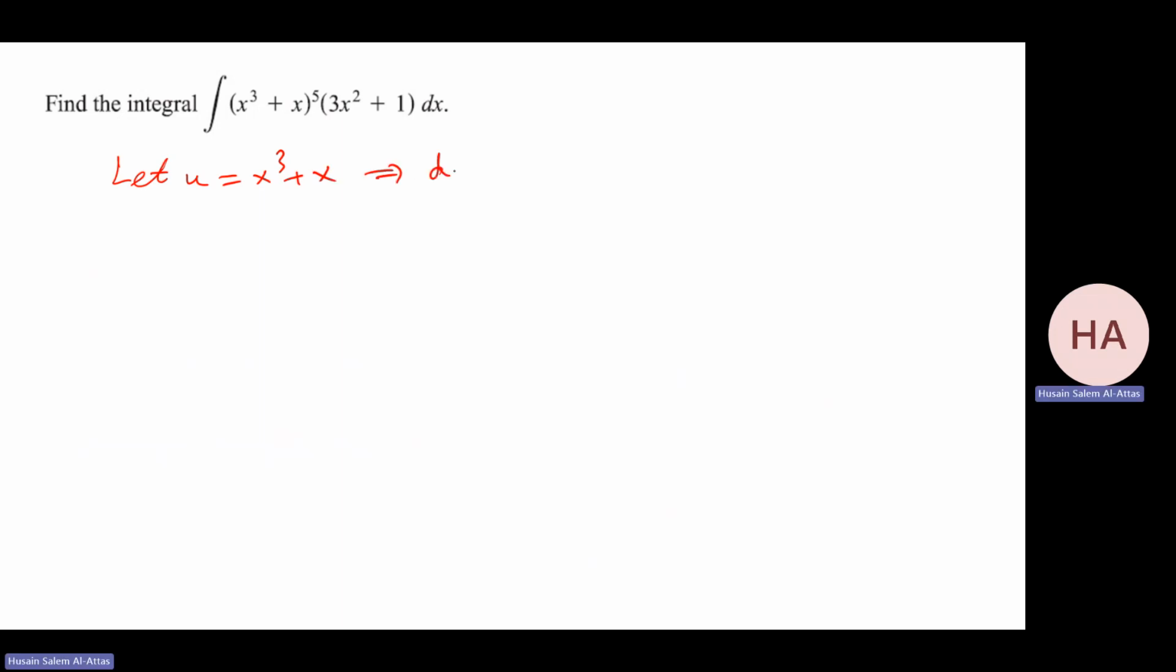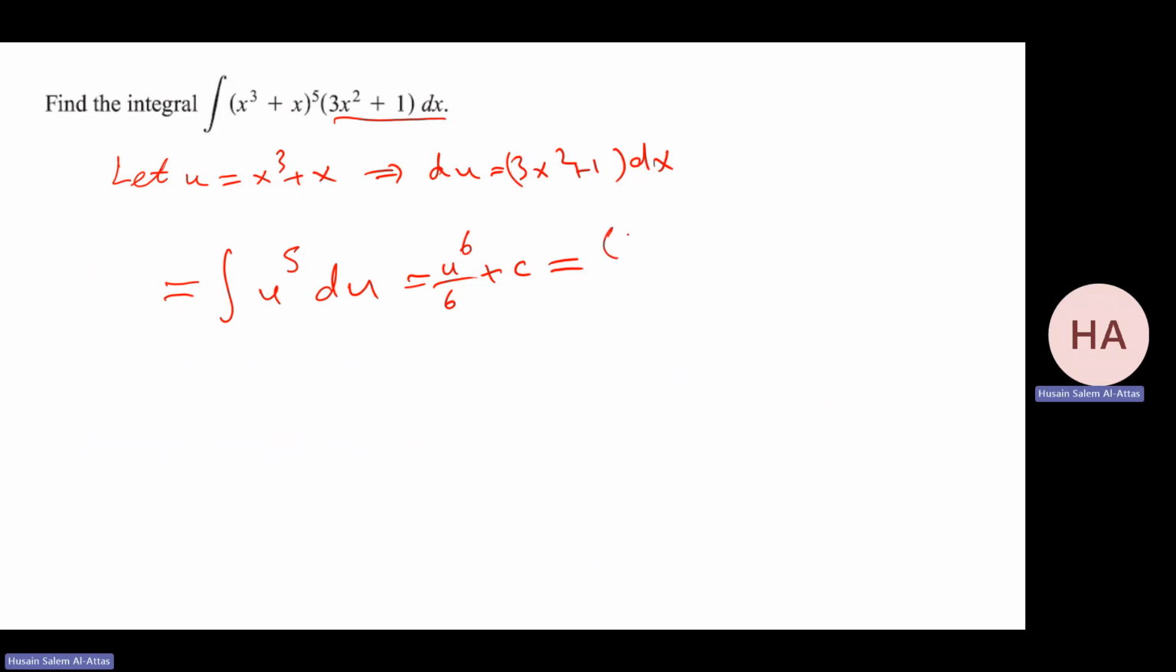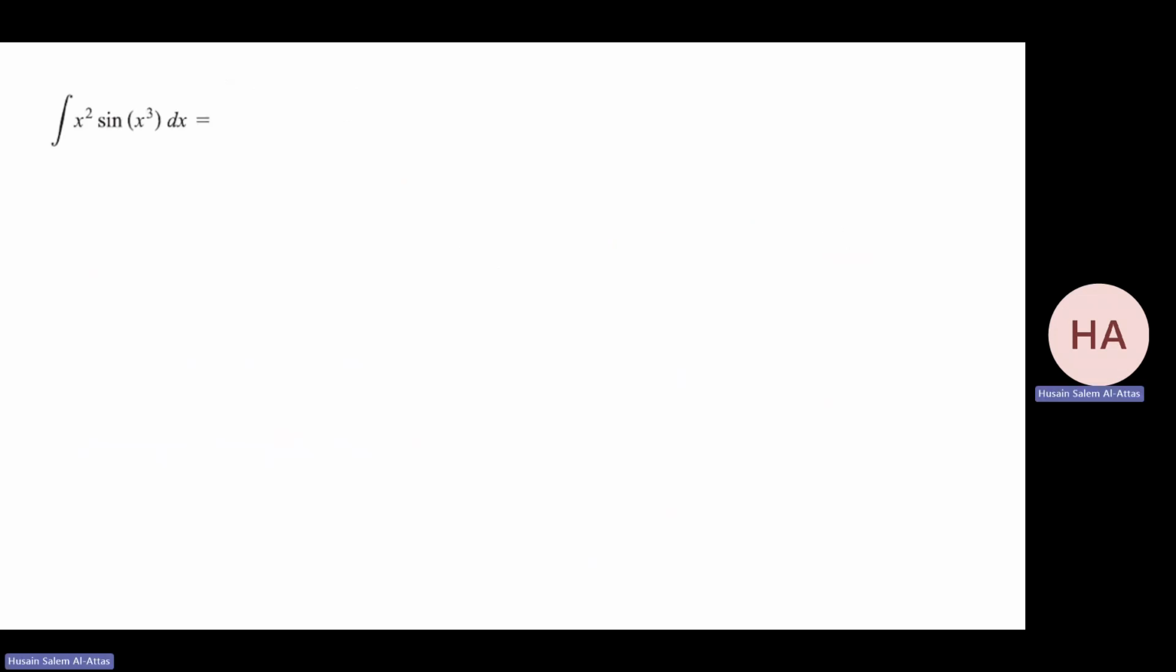So what will be du? 3x squared plus 1 dx, which is this one. Oh, so that makes it very easy. So this integral will be u to the power 5 du, which is u to the power 6 over 6 plus c. Don't forget to return it back to x. So it will be (x cubed plus x) to the power 6 over 6 plus c. Easy one.